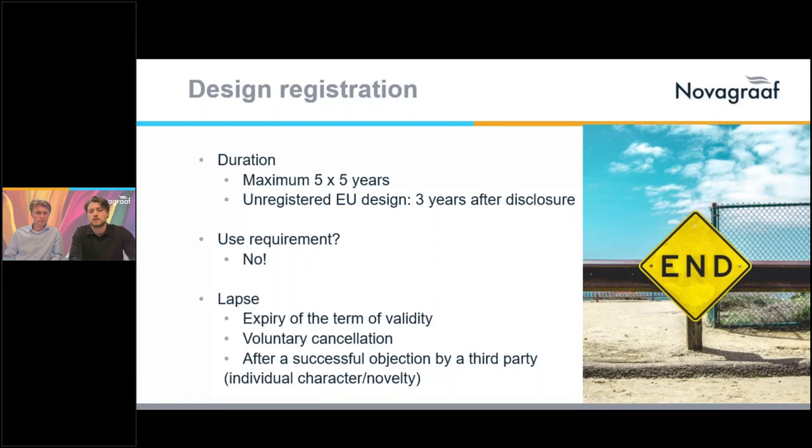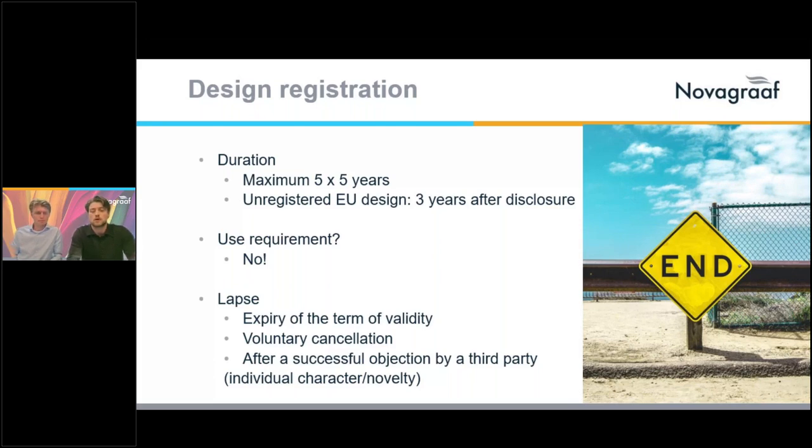So as mentioned, a design right has a duration of 3 years when it is an unregistered EU design. Sorry for the confusion. And it has a maximum duration of 25 years when you registered the design. So every 5 years you need to pay for a renewal to maintain it. And so it may also lapse when you fail to pay this renewal on time, or when the term of validity expires, the maximum of 25 years.